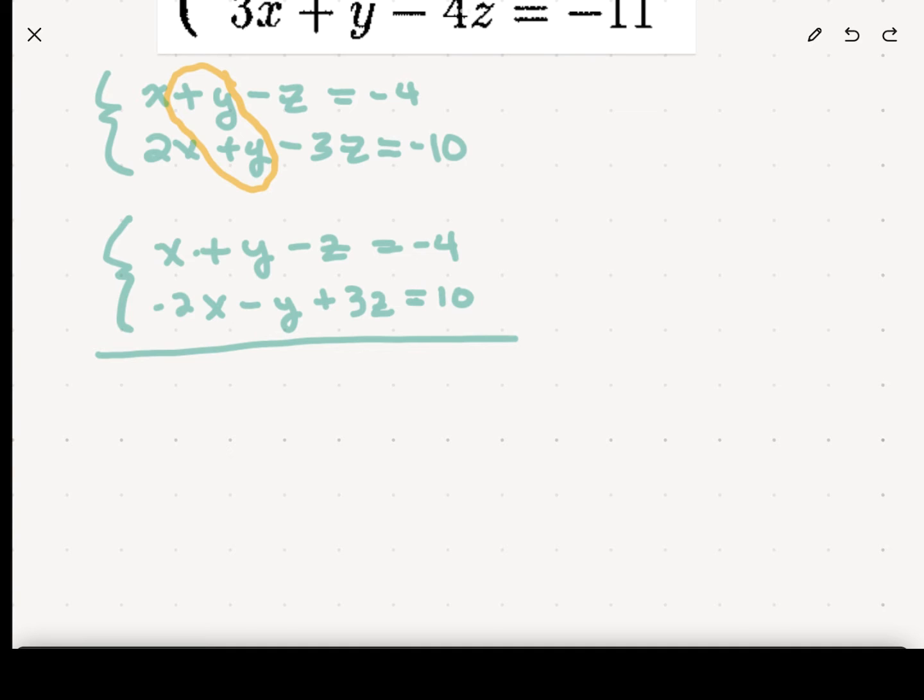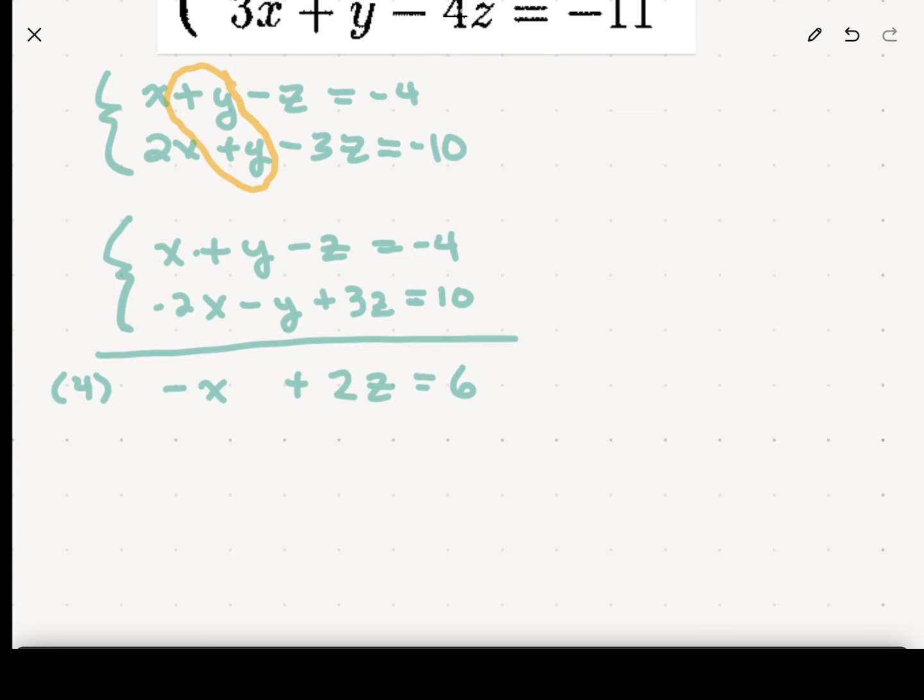I like to always add whenever possible because we tend to make fewer mistakes when we add signed numbers. So I have 1x and -2x, that adds to -1x, +1y and -1y, that adds to 0y, -z plus 3z, that adds up to 2z, and -4 plus 10 is 6. So I will call this equation 4. A lot of times we like to label our equations so that we can keep them straight. The original 3 equations I would call equations 1, 2, and 3.